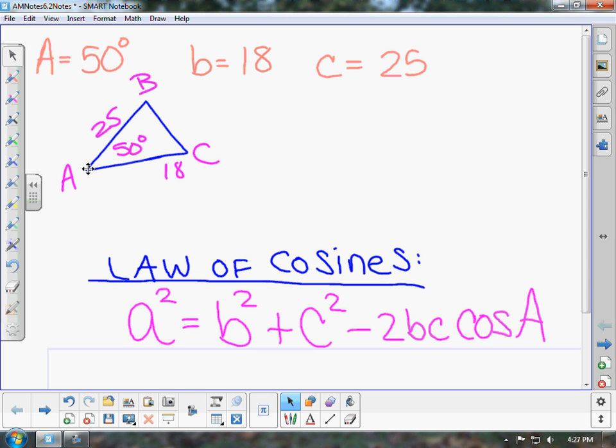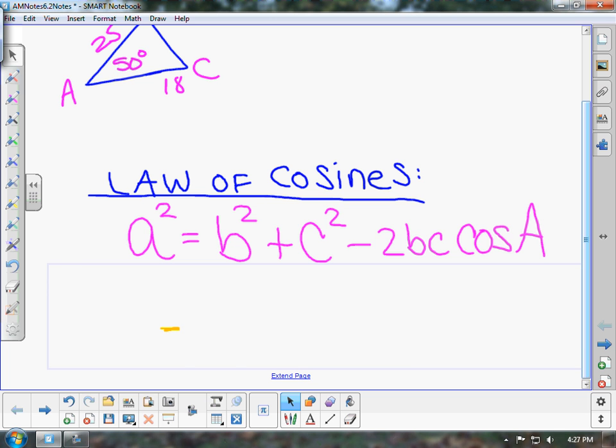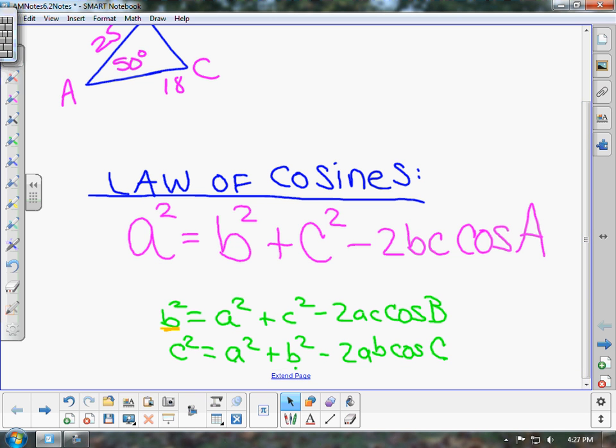Don't get hung up on where the letters are located because these letters are interchangeable in that the B's and the C's and the A's can change spots. So it could be b squared equals a squared plus c squared minus 2ac cosine b, or it could also be c squared equals a squared plus b squared minus 2ab cosine c.